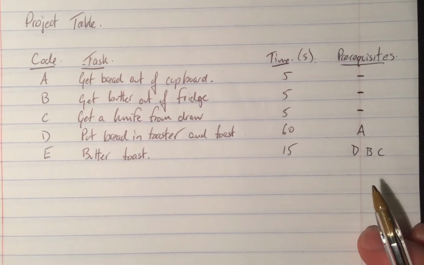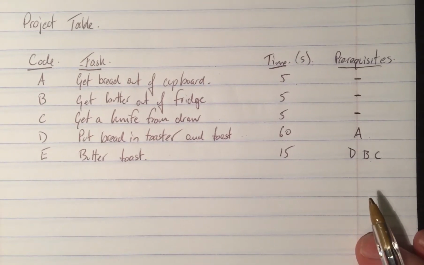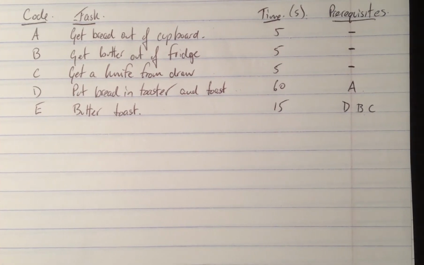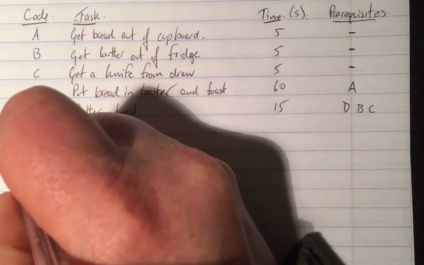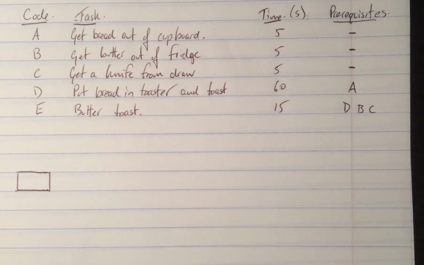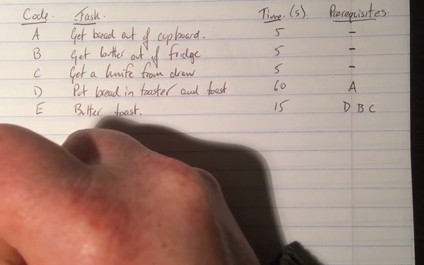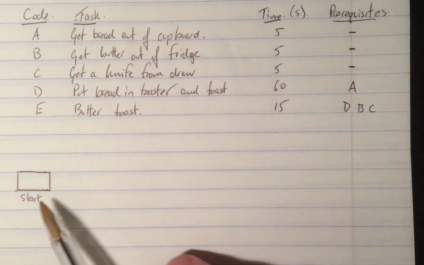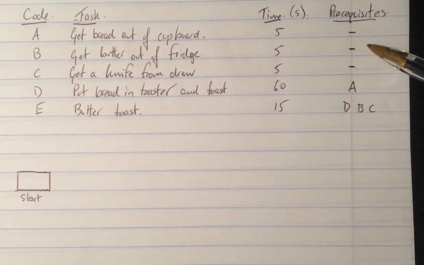To start the project network off, we're going to use a start node, a node that represents the starting time for the project. I'm going to write start underneath that there. I now need to look at the activities in the activity table that have no prerequisites, because these are the activities which will be starting right at the start of the project. So that's A, B, and C.